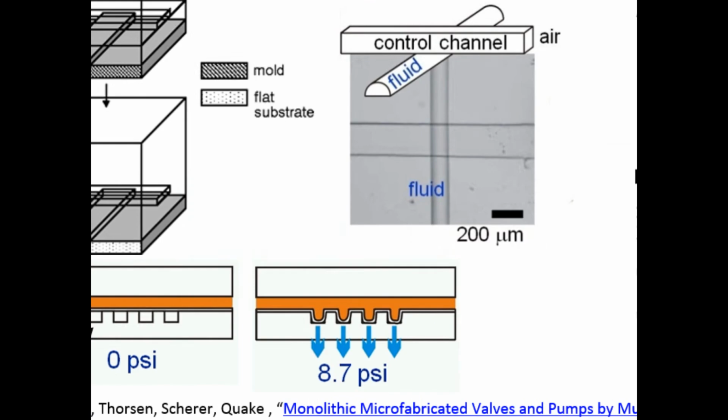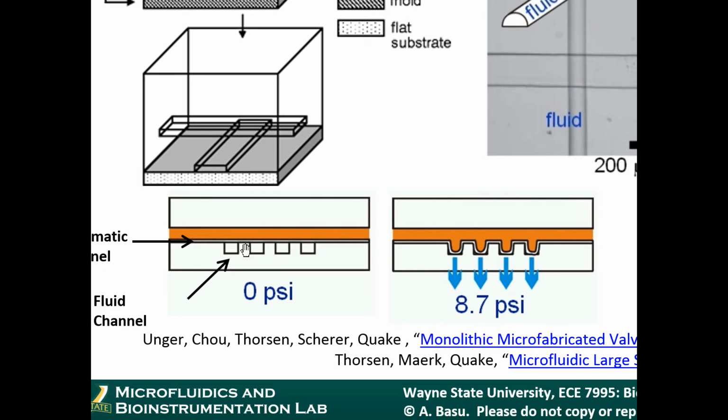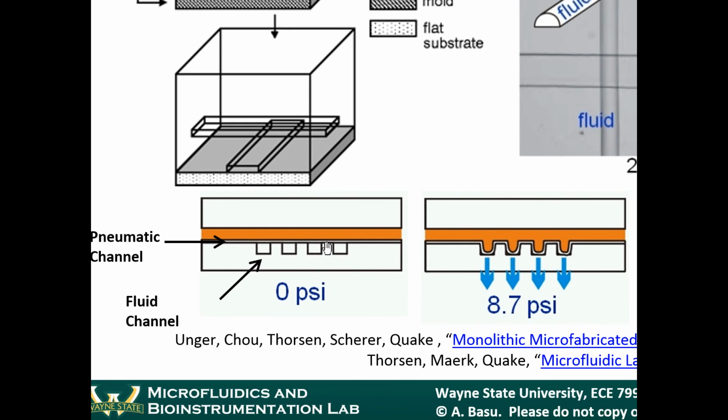So what you end up getting is sort of the cross section. This is not from the paper, by the way. This is from Albert Folch's book. The channel shown in orange is called the pneumatic control channel, and the clear channels here are the actual microfluidic channels where the fluid is going through. So there's a fluid layer, and then there's a gas or pneumatic control layer.